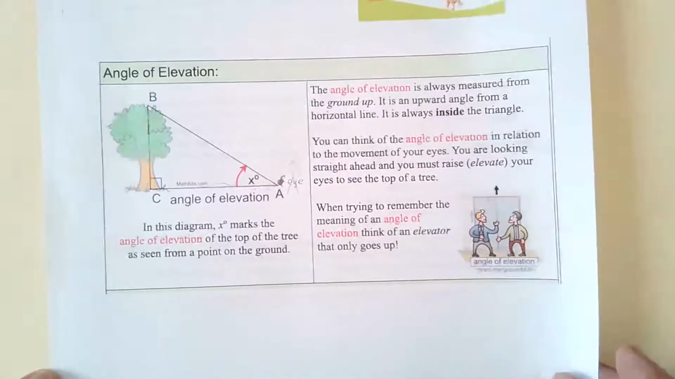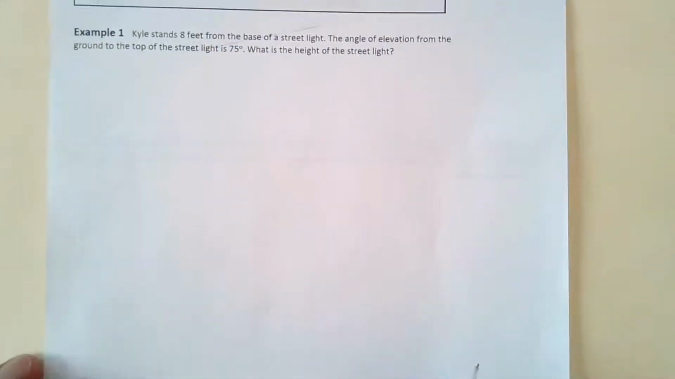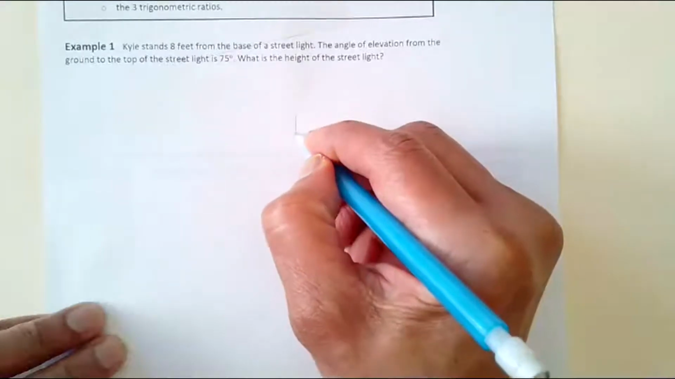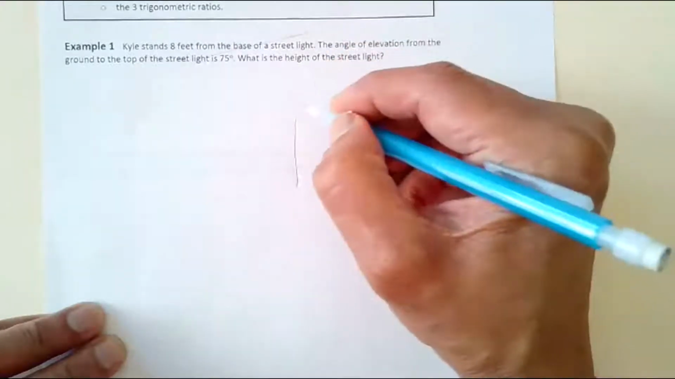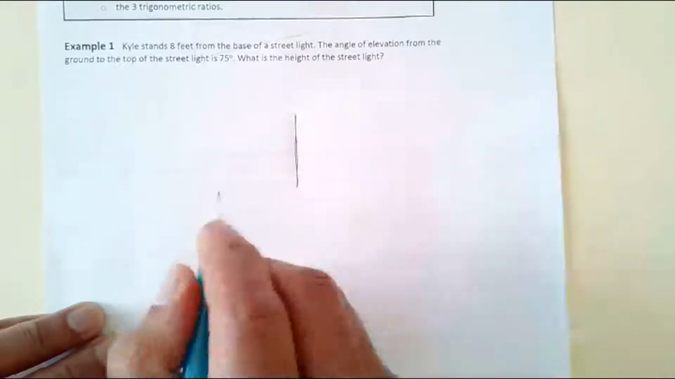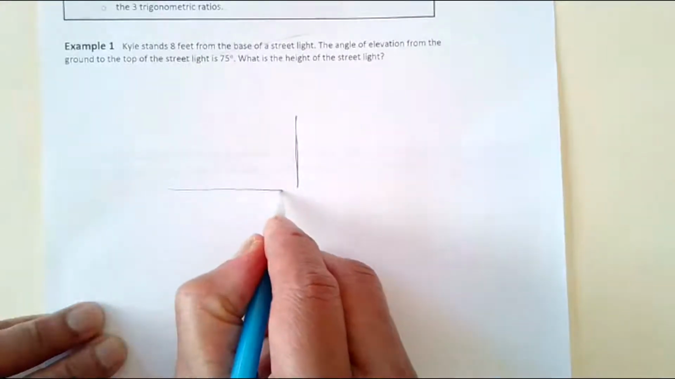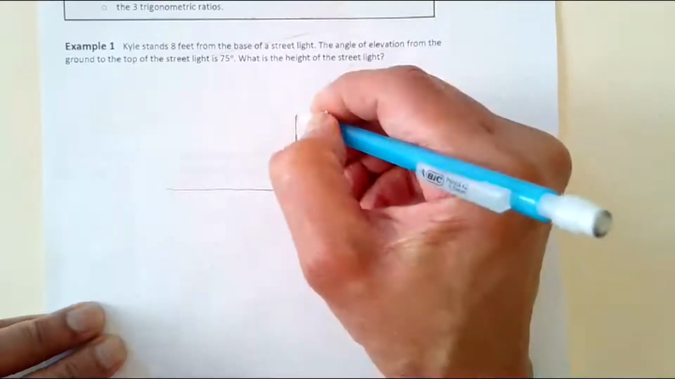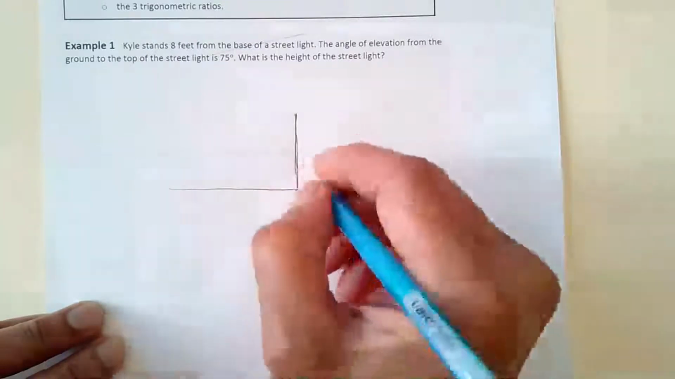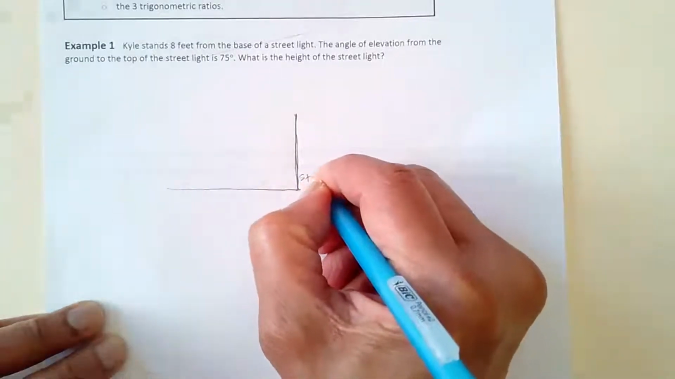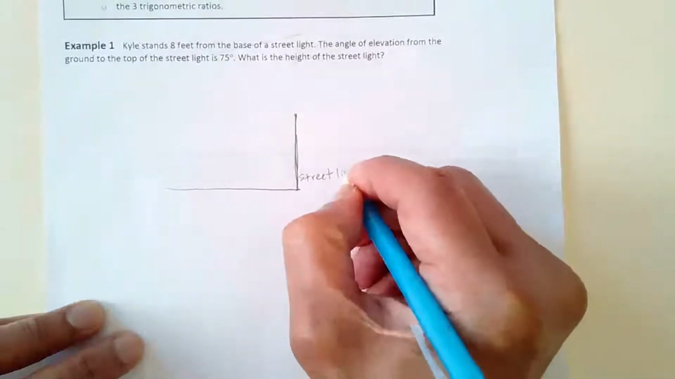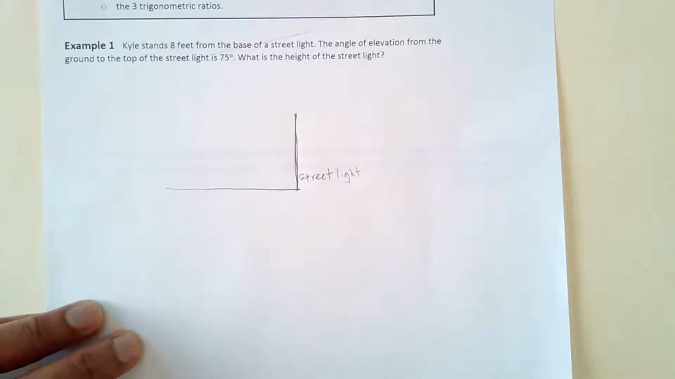So let's go back to that question. Kyle is 8 feet from the base. Just imagine this is your street light here, and this would be your ground level. Assume the post of the street light is straight. So here we have the street light, this would be the post.